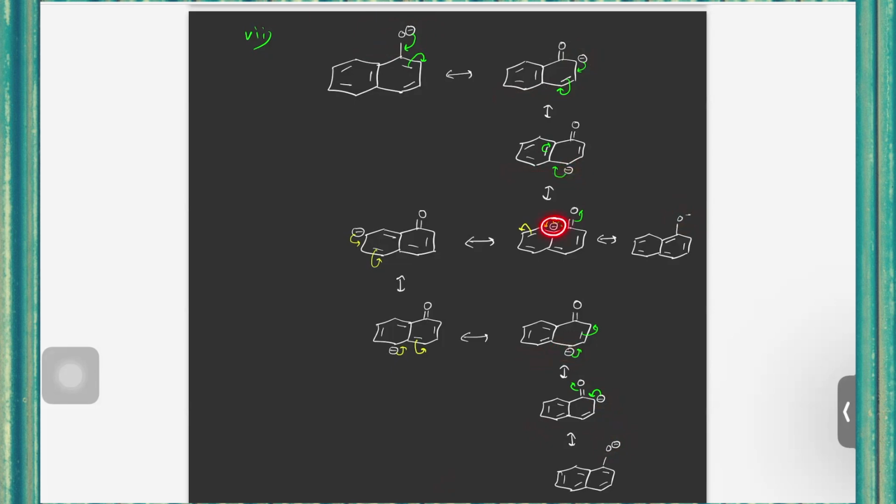And when the negative charge is here, this type of RS you are having only one. When the negative charge is here, this is also one. When the negative charge is here, this is also the one RS. So yes, total answer will be 10. Total RS will be 10. Did you understand now? Yes, sir.